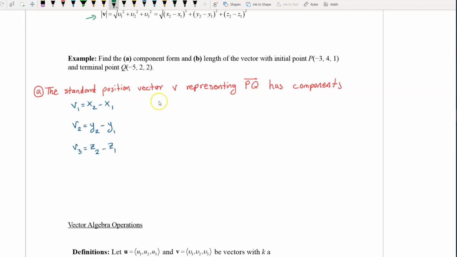Now here is an example: find the component form and length of the vector with initial point P and terminal point Q. The initial point is P, and that means this is x1, y1, z1, and for Q, the terminal point, this is x2, y2, and z2. So for part A, the standard position vector V representing PQ has components. Finally, V1 is equal to x2 minus x1, x2 is negative 5 minus x1.